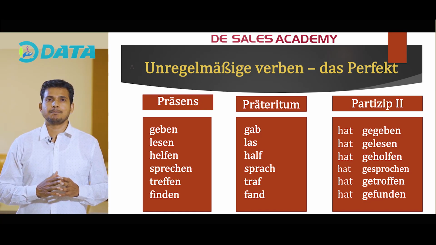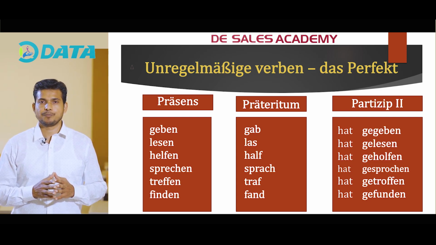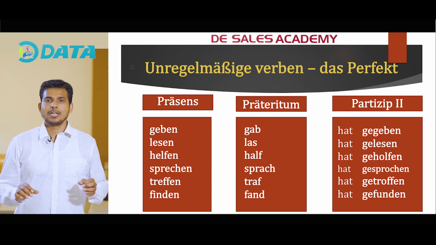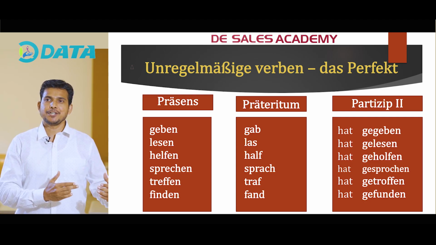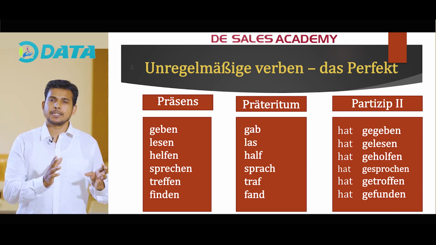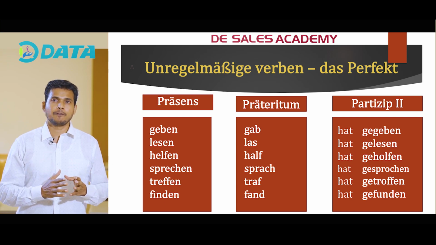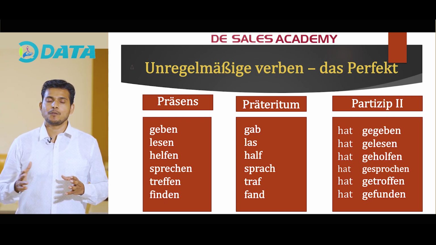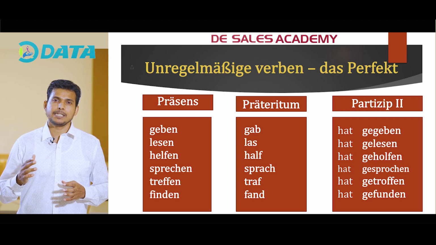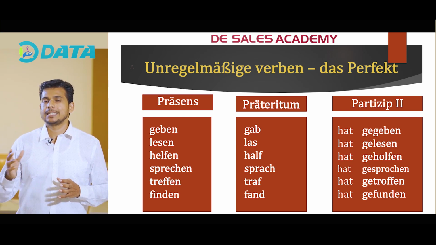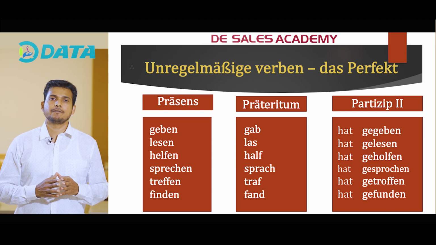Now let us discuss about unregelmäßige Verben as well as their preteritum and participle zwei form. There are no clear-cut rules which say that we can form in any specific way preteritum as well as participle zwei from the present form of unregelmäßige Verben. Some of the verbs' present form, preteritum and participle zwei form of unregelmäßige Verben we can discuss. Geben, present form, gab is preteritum and participle zwei form is gegeben. Lesen, it is las, and hat gelesen is participle zwei form.